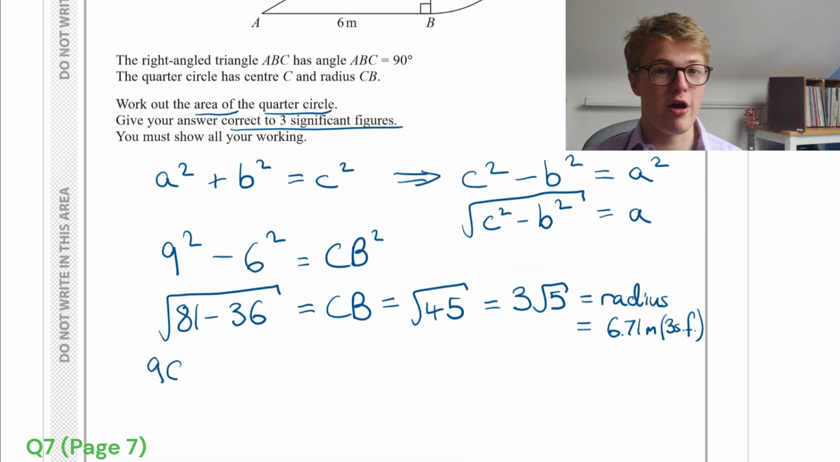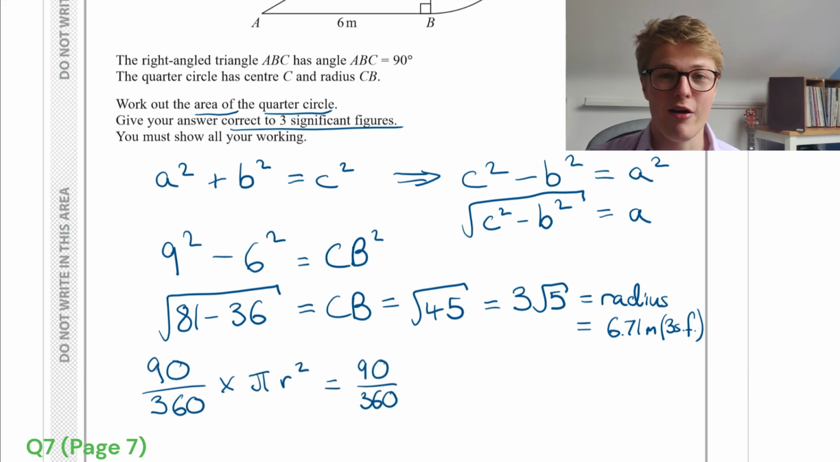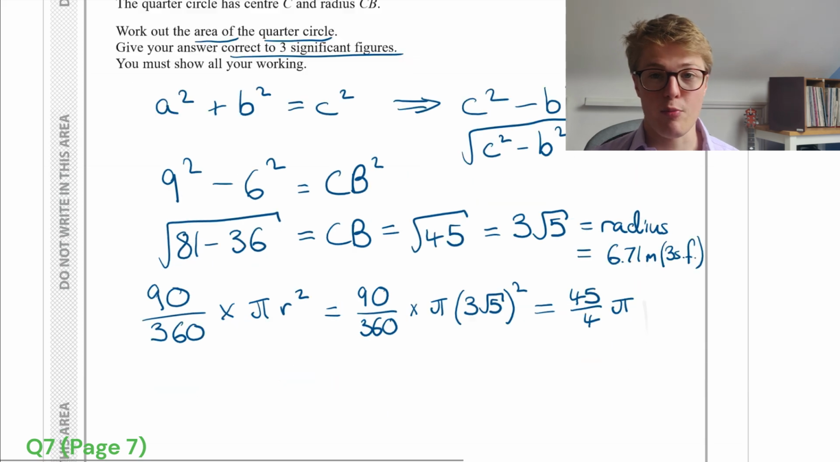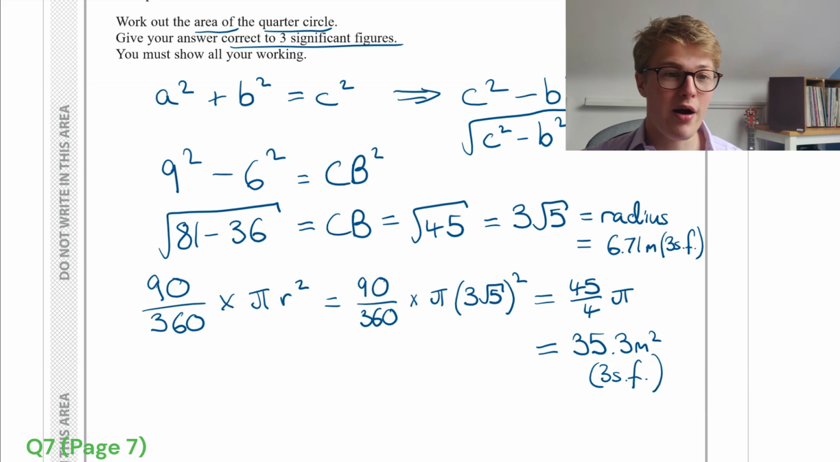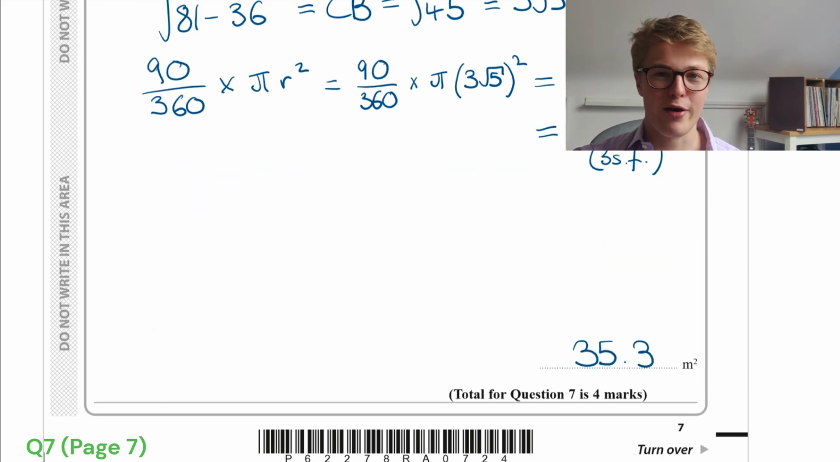Then we have our quarter circle, so we do 90 degrees divided by 360, which is the quarter, and then times pi r squared, because that is our area of the circle. So we have 90 over 360 times pi times 3 root 5 all squared, because 3 root 5 is our radius, and it's more accurate than using 6.71. This simplifies to 45 over 4 pi, which is the same as 35.3 metres squared to 3 significant figures, and that is our final answer.